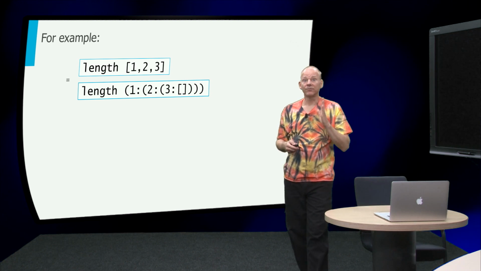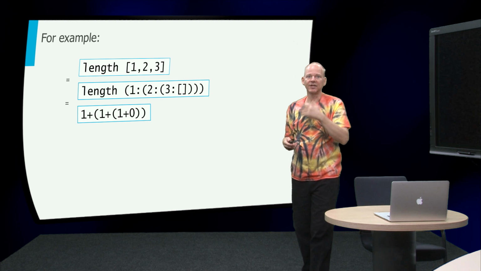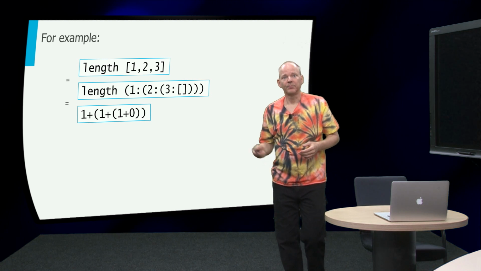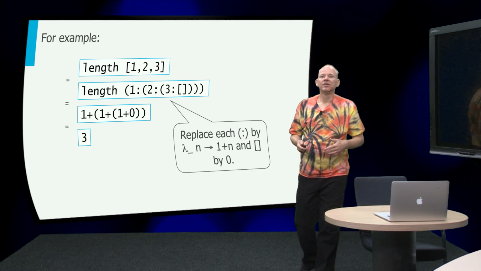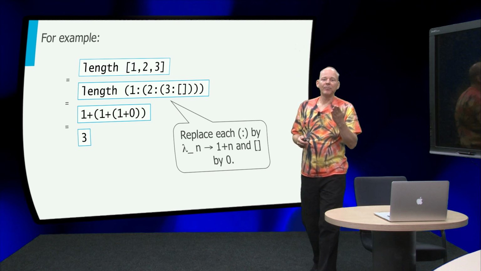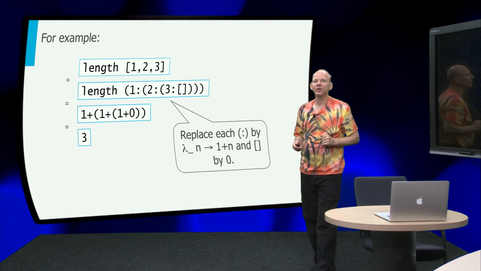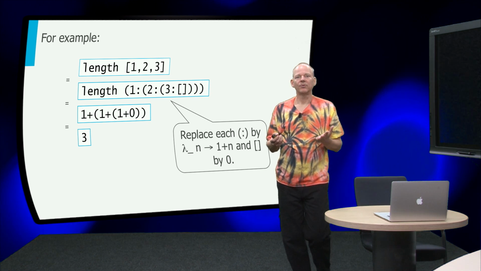That's the same as length of 1, cons 2, cons 3, cons empty list. That's the same as 1 plus 1 plus 1 plus 0, which is 3. So if we replace cons with the function lambda underscore n, 1 plus n, and the empty list by 0, we get exactly what we want.